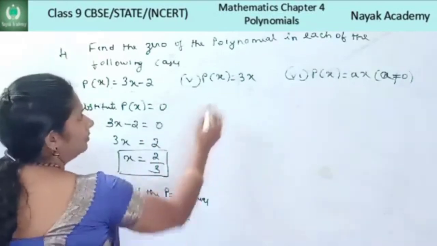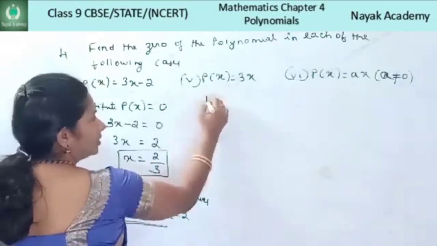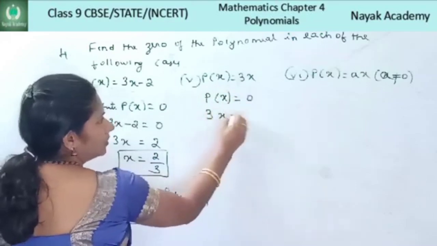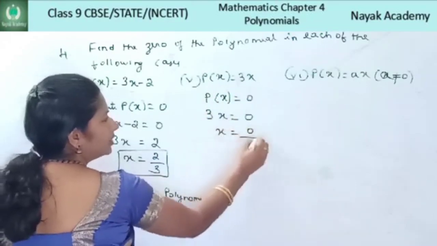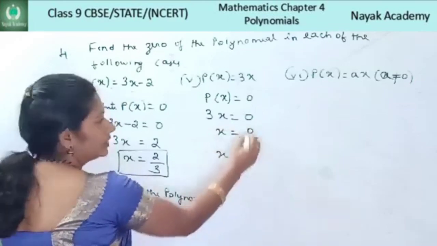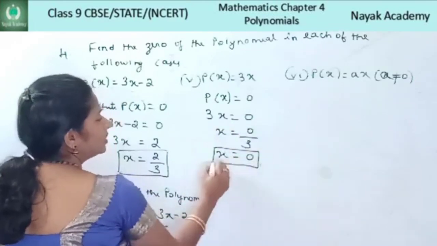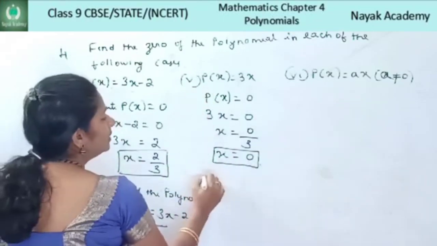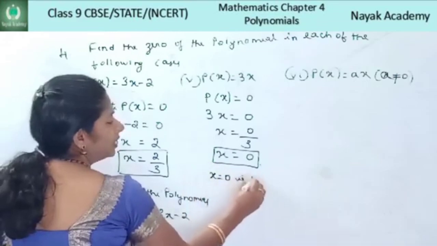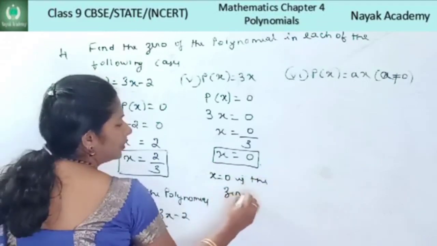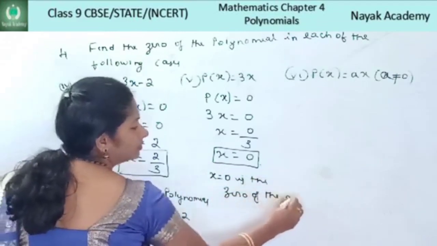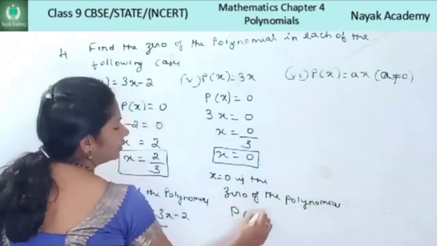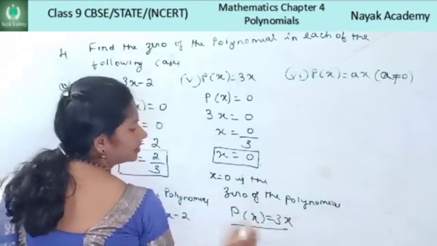Coming to the fifth problem, p of x is equal to 3x. Substitute the value of p of x as 0. So 3x is equal to 0. X value is 0 divided by 3. X value is 0 by 3 is 0. So which is the zero of the polynomial p of x is equal to 3x, children? It is 0. Therefore x is equal to 0 is the zero of the polynomial p of x is equal to 3x.